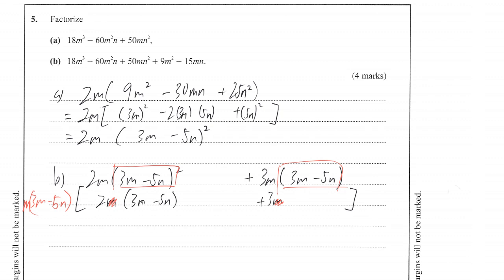If you find that there is no more common factor, then you can finalize your answer. What inside, 2 times 3, we get 6m minus 10n plus 3. We check again, in each bracket, we have no common factor. We can't further factorize it. Then we stop our calculation.